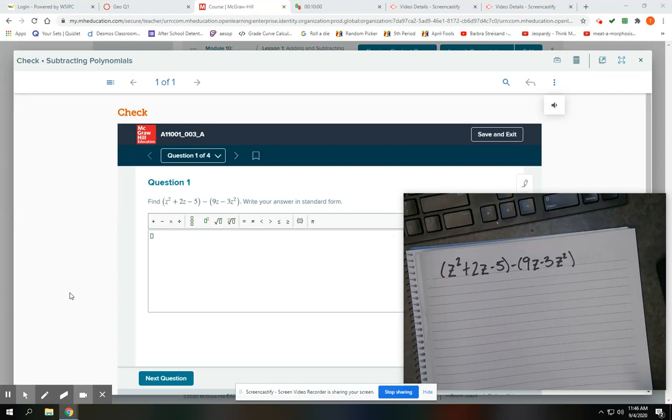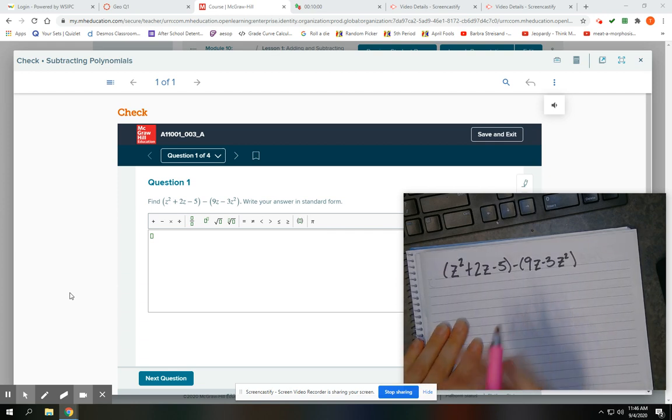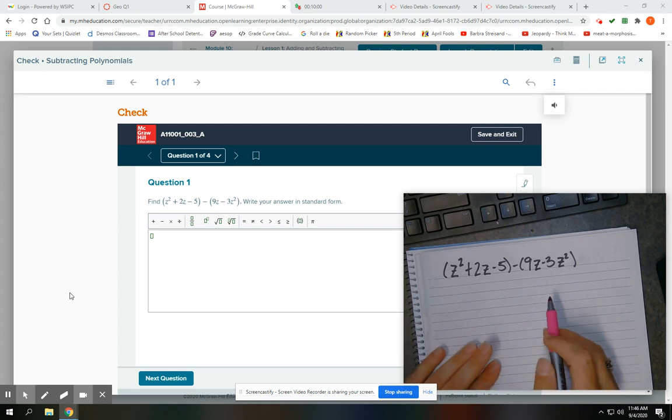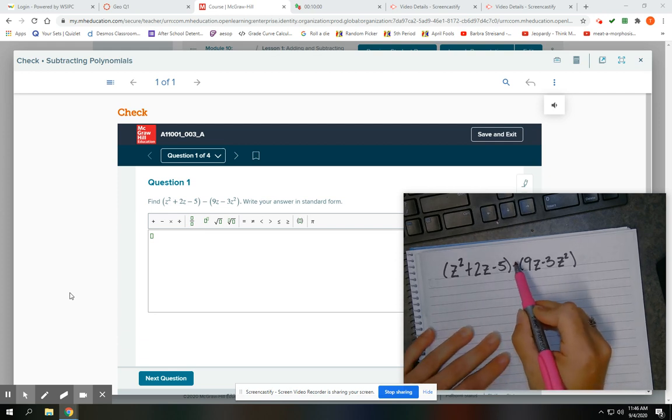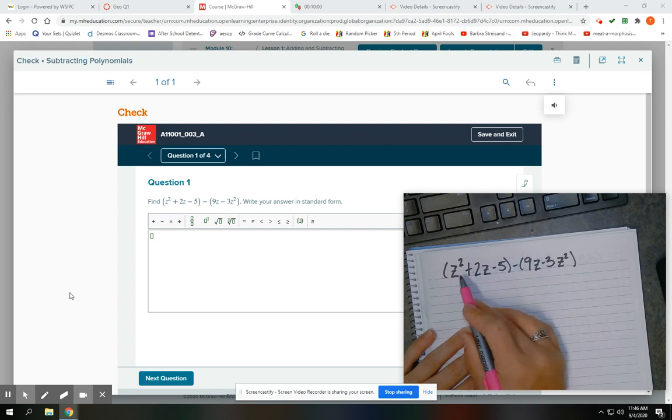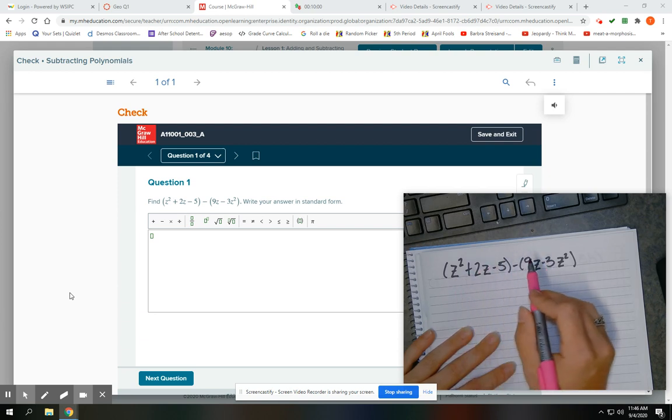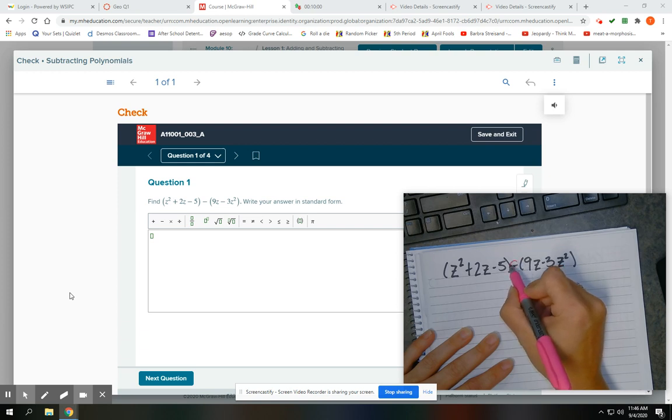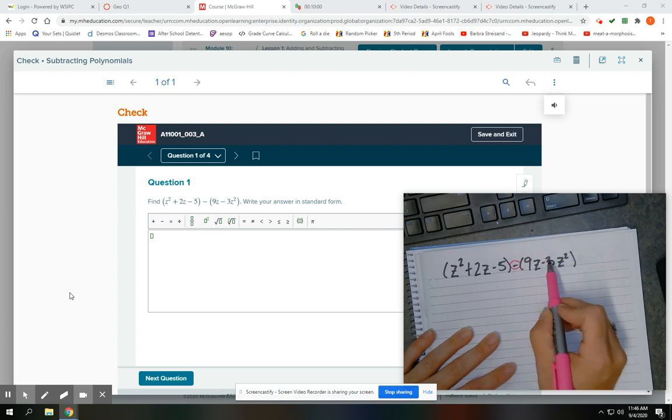z minus 5 minus the quantity 9z minus 3z squared. Okay, so the first thing that you need to be careful about is that when you say subtract the quantity of, that means that everything in here is getting subtracted from this stuff over here. So that means that this guy is going to change the sign of everything inside of those parentheses.